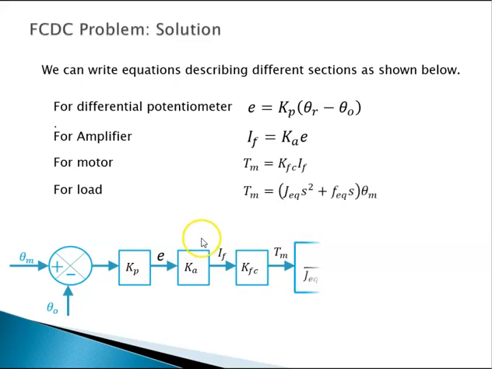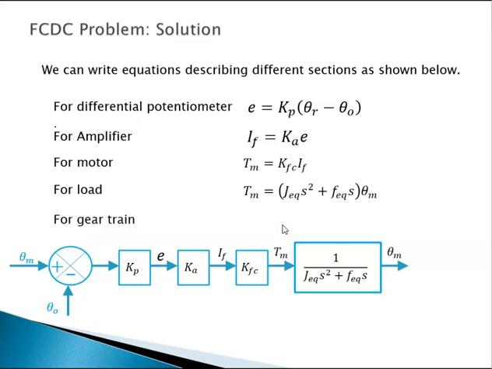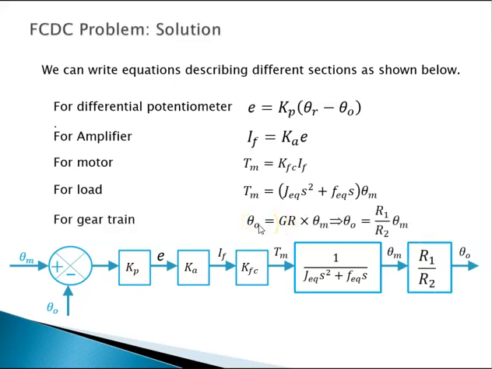And then for the load, we say Tm is this. We didn't consider the disturbing torque, but we can do it. It's not a big issue, but in the problem that is not asked, and so we left it there. So this angular displacement theta m goes to a gear train, and the gear train output is theta O. So you join this theta O and theta O there to form the feedback loop. Because there is an error detecting device, a sensor, this FCDC is a closed loop.